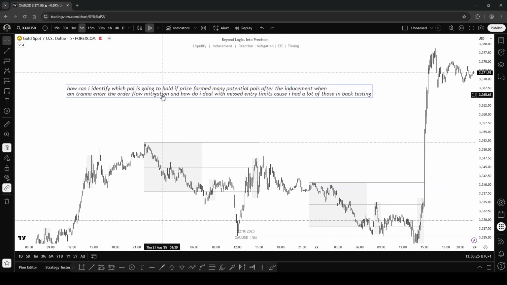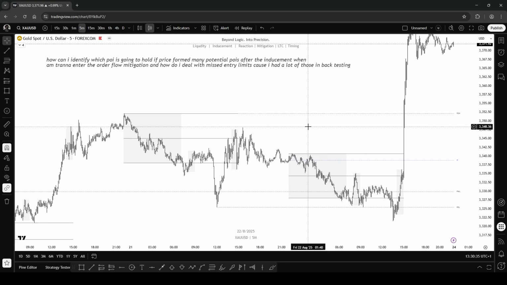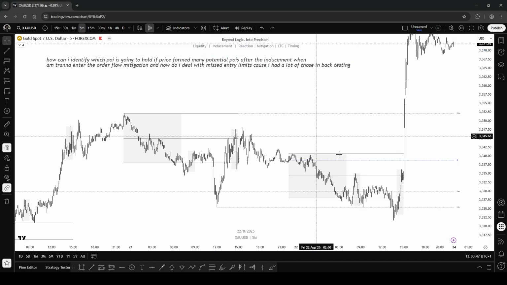So how can you identify which POI is going to hold if price has many potential POIs? Again, you're not trading the smart money order flow, you're not trading the POI mitigations, right? What you are trading is liquidity, and your first thing should be understand liquidity, just as stated above and here, and then comes the inducement, and then comes the POIs, right?